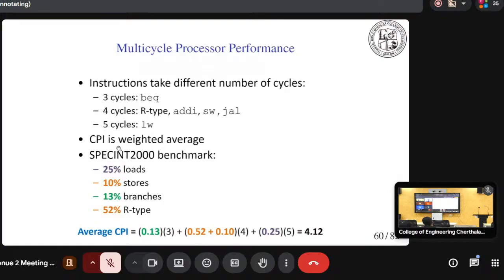Okay. So if we go to the multi-cycle processor components, I take an example of a particular instruction. The branching instruction takes 3 cycles to complete.